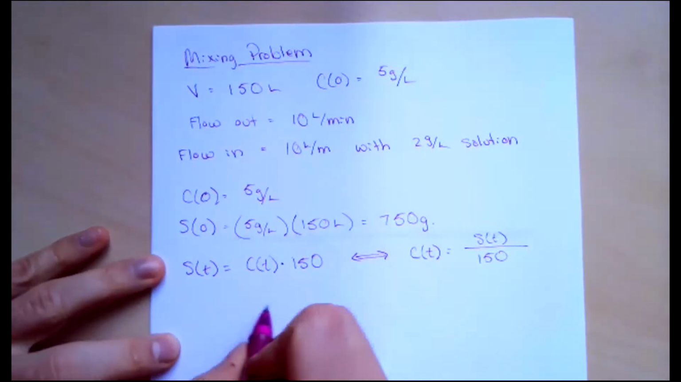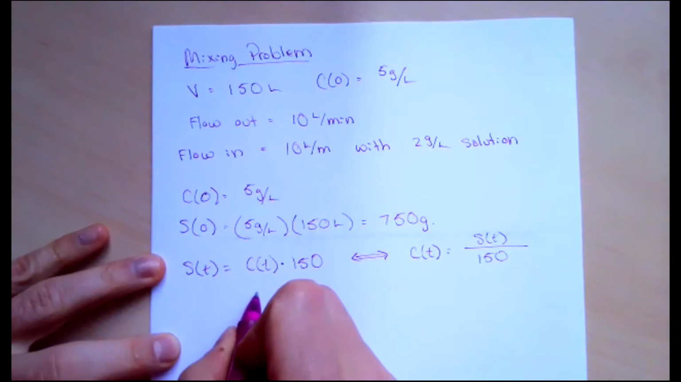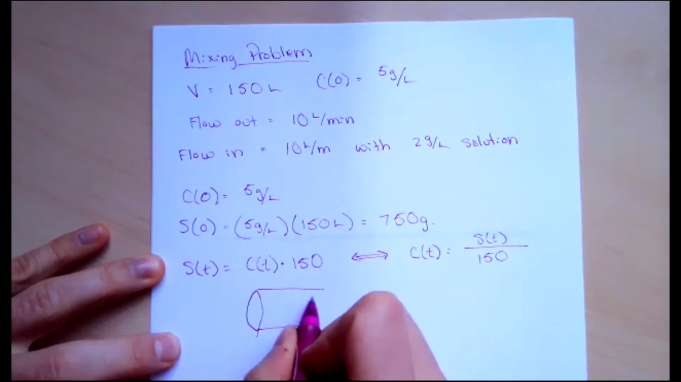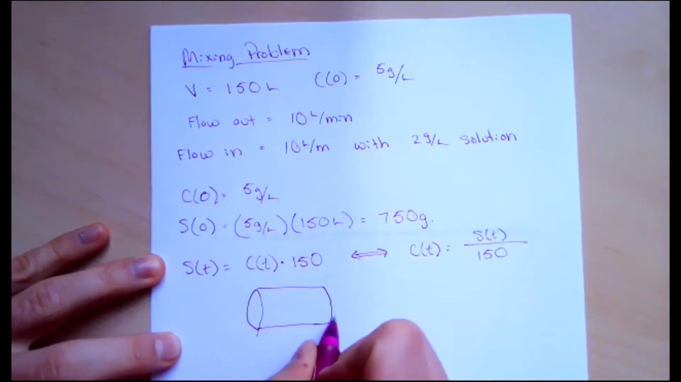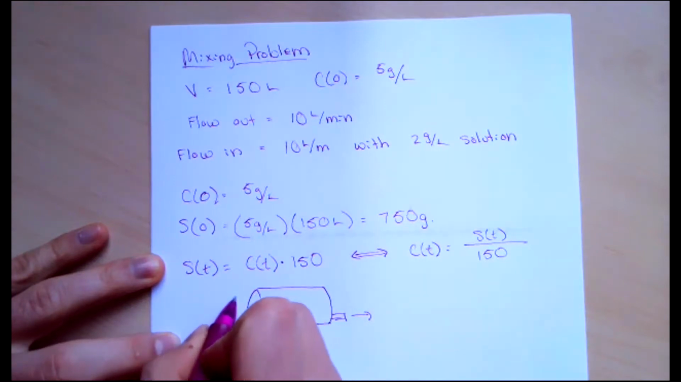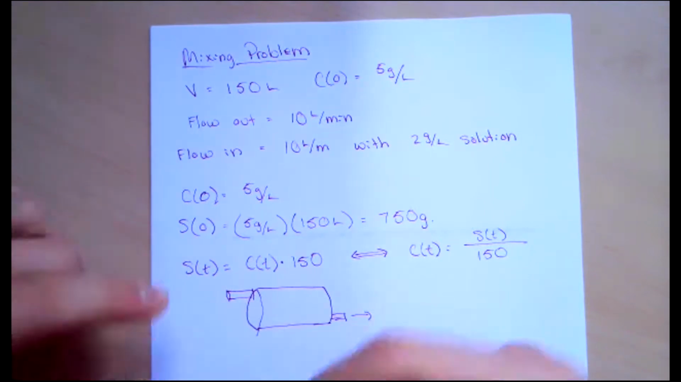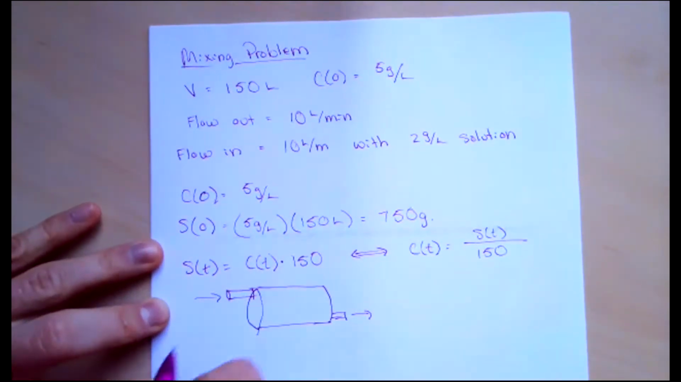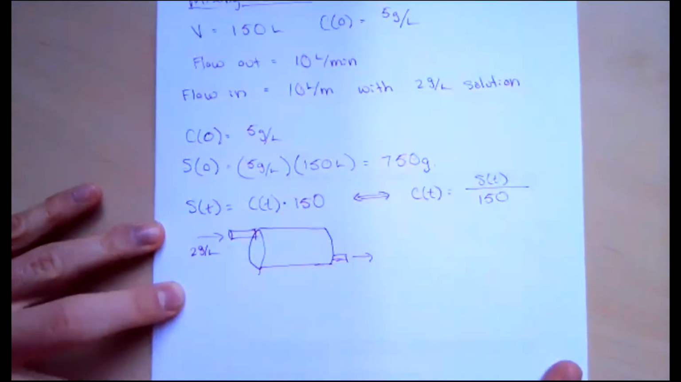So we have some tank. Let's say the tank is some big cylinder or something. And there's water coming out, and there's brine coming in. Let's assume this thing is rotating as well. It's mixing everything as it's coming in. But the concentration coming in is 2 grams per liter.